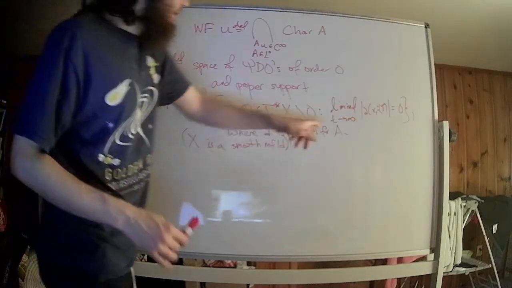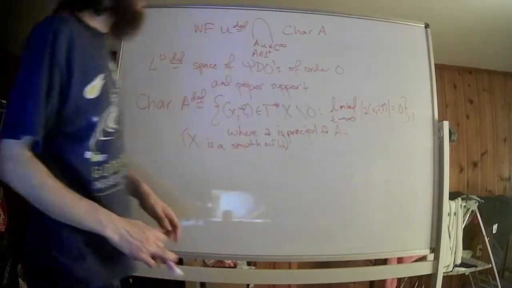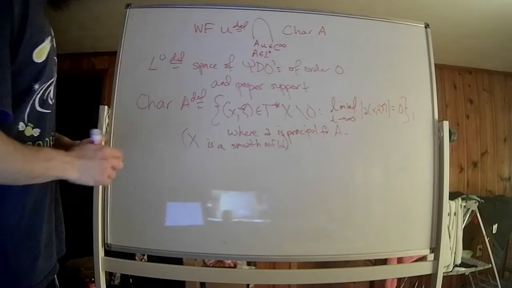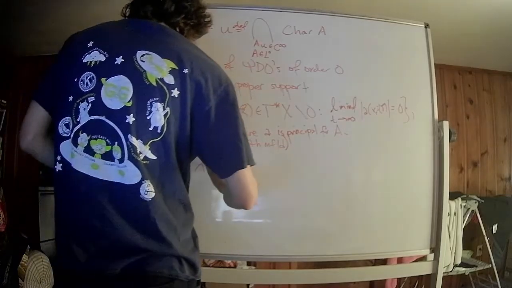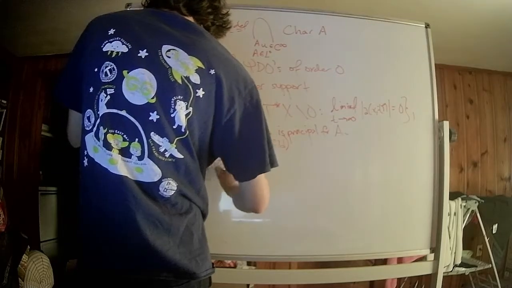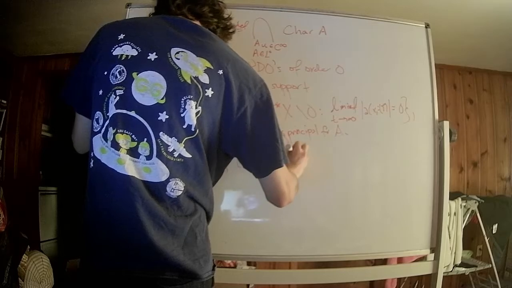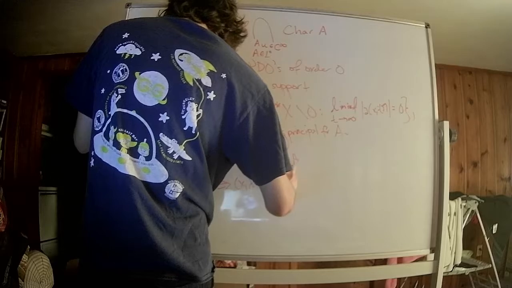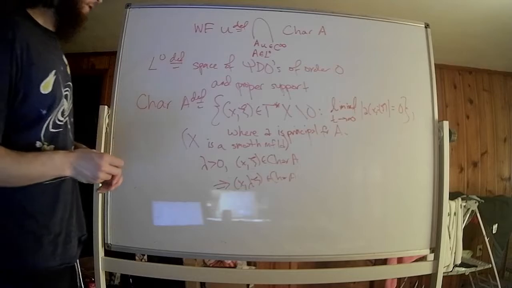And the fact that t is going to infinity here, in particular, means that this is a conic set. So if lambda is greater than 0 and (x, xi) is in the characteristic set of A, then (x, lambda xi) is in the characteristic set of A, because this lambda just gets absorbed into the t. So the characteristic set of A is conic.